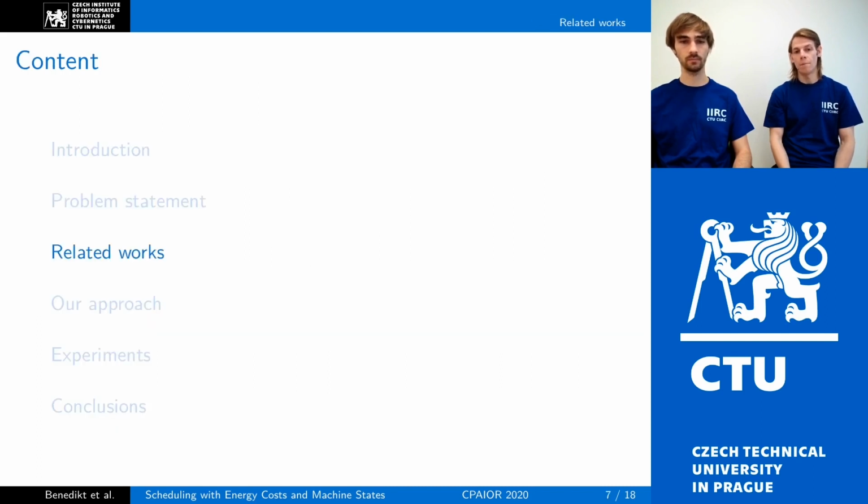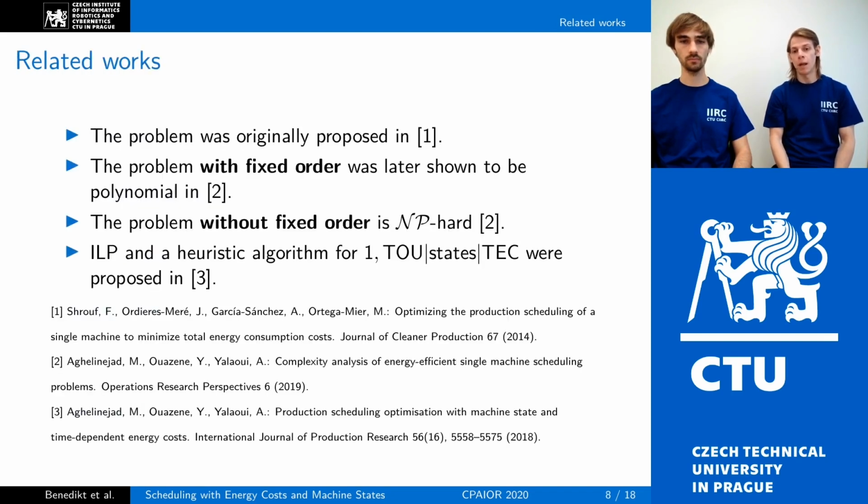Having defined the problem, now we summarize the related literature. The scheduling problem, jointly considering the variable energy prices and machine state, was introduced in 2014 and was further addressed in the literature later on. It was shown that if the order of the jobs is fixed, the problem can be solved in polynomial number of steps. However, if the order is not given, the problem is NP-hard by reduction from the 3-partition problem.